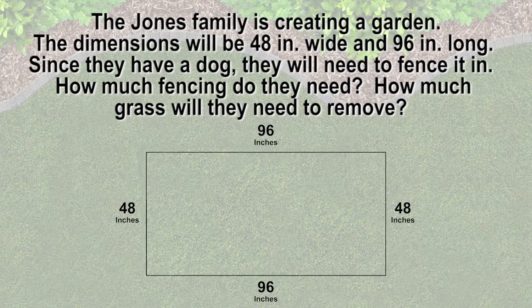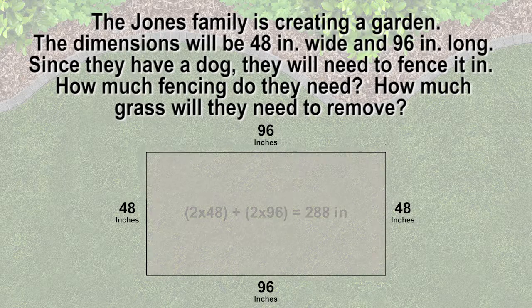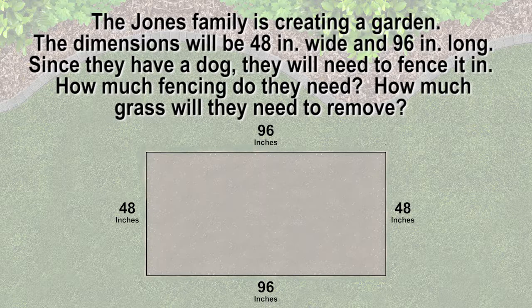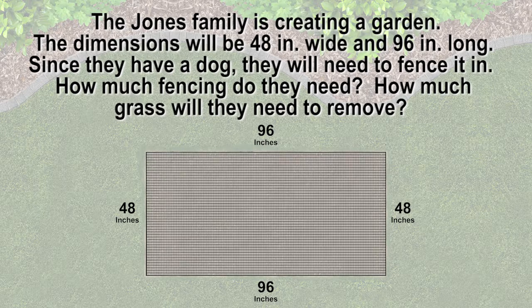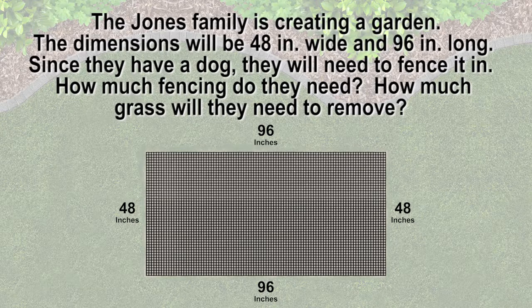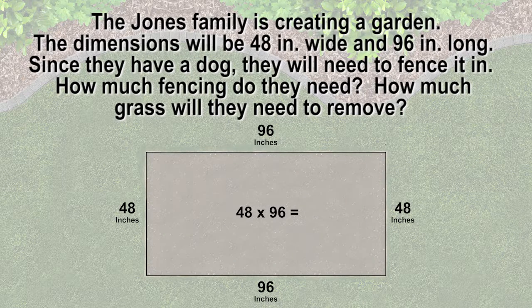The dimensions of the garden are 48 inches by 96 inches. We know that the fence will go around the outside or the perimeter of the garden. Since we have labeled our picture, we can see the perimeter will be 2 times 48 plus 2 times 96 and get 288 inches. Next, they are removing the grass. To figure out how much grass they will remove, we need to figure out the area. We know that since the garden is a rectangle, we have 48 groups of 96 inches, or 48 times 96. If we multiply 48 times 96, we will determine how much grass the Joneses are removing.